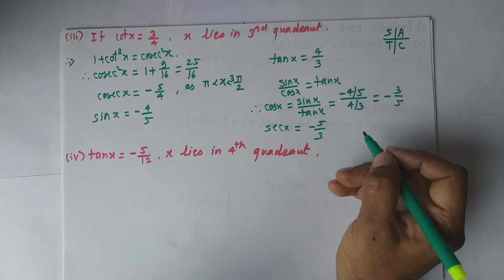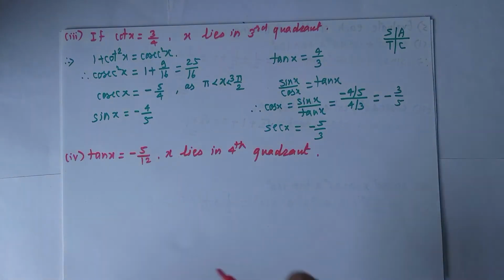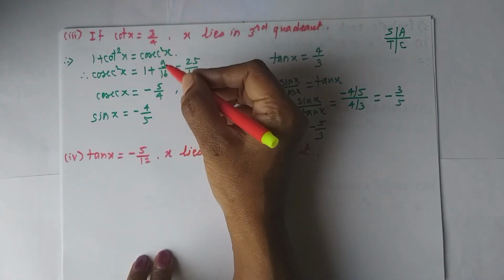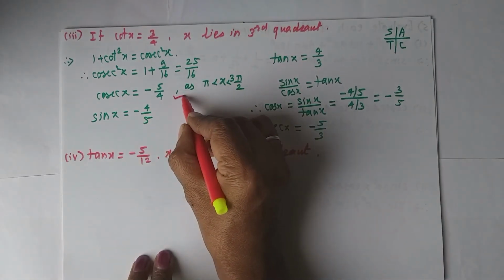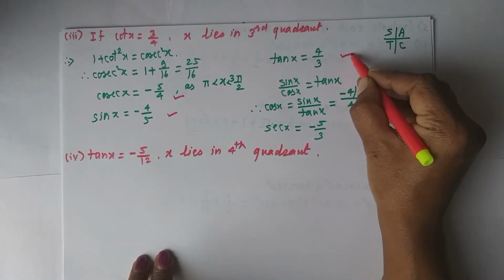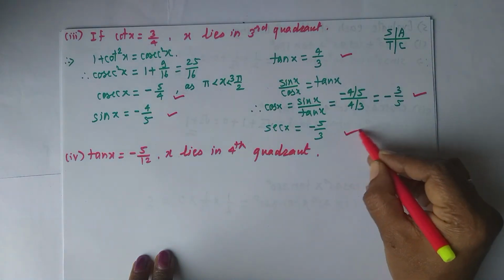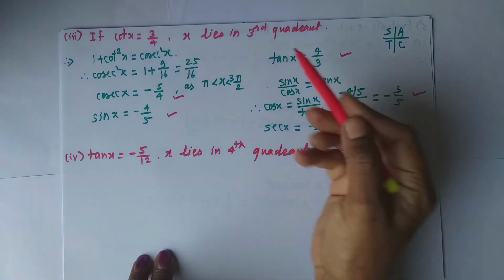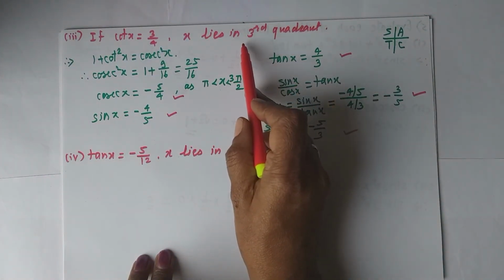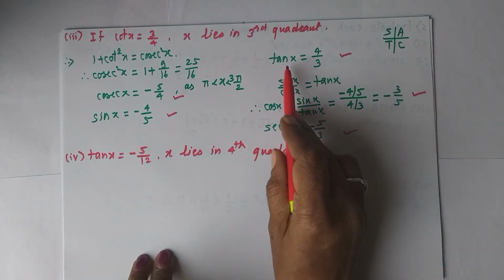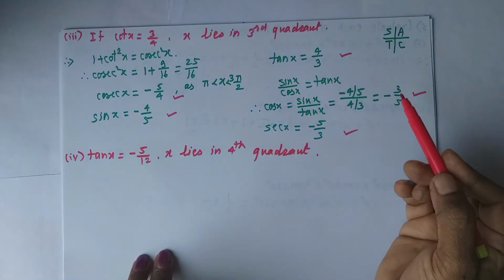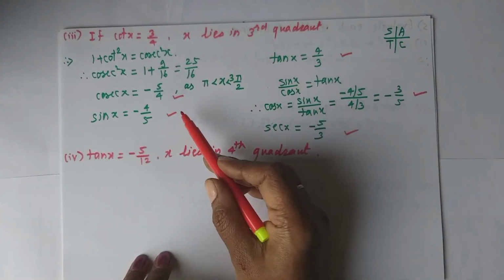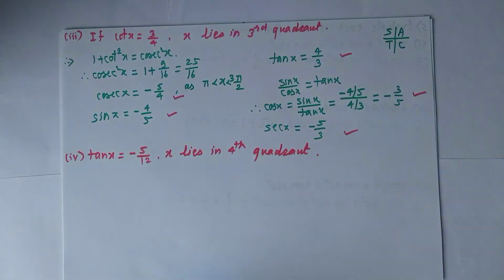In this way, we have found all the 5 remaining trigonometric functions. See here, cot is already given. Then this is the second function. This is the third. This is the fourth one. This is the fifth one. And this is the sixth one. And see, as x lies in the third quadrant, tan and its reciprocal cot are positive and remaining functions are negative. Okay. Then we will find this last.